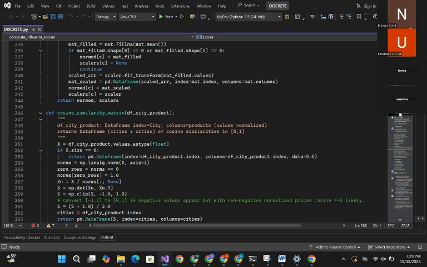Now, I will pass it to the next presenter who will explain how these similarity values are converted into graphs and how we analyze changes over time.